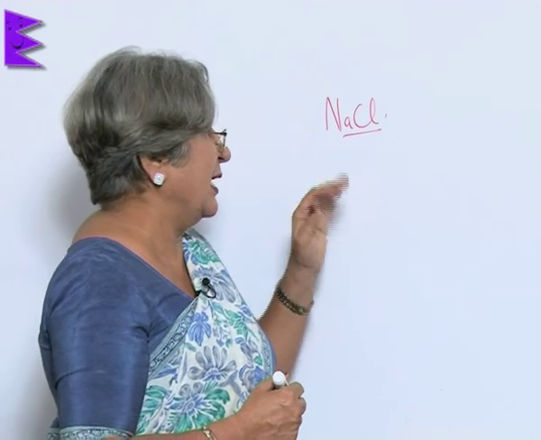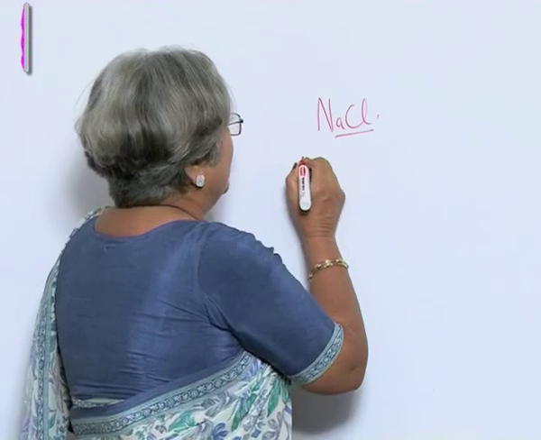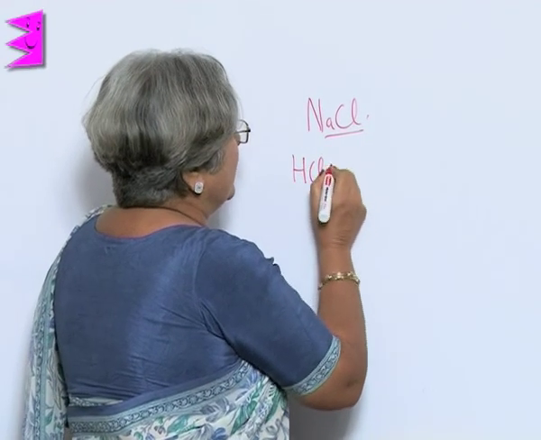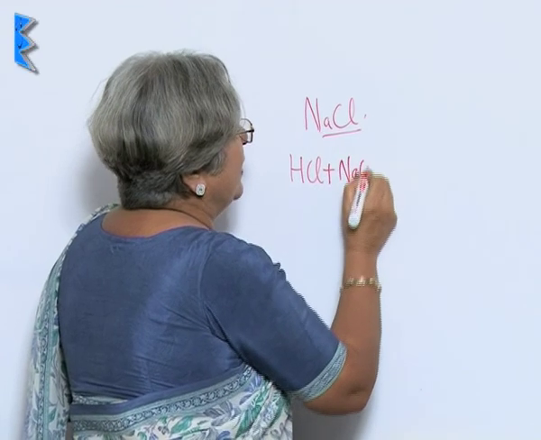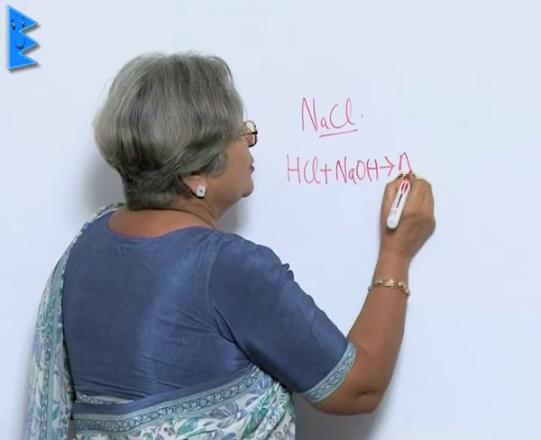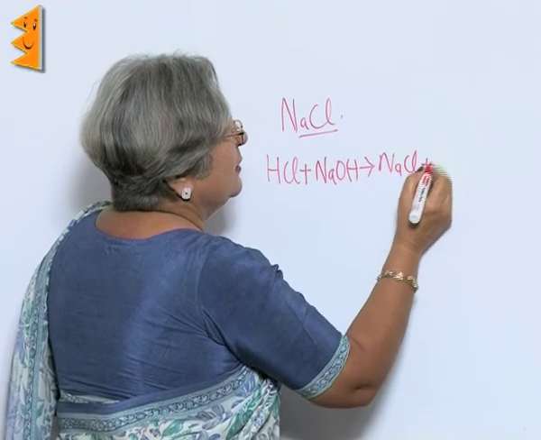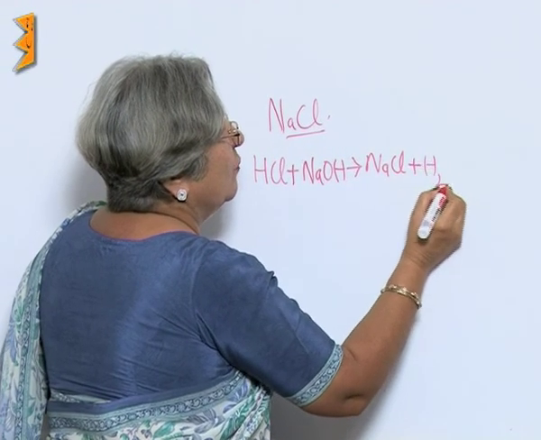Now, sodium chloride can be produced by the action of hydrochloric acid and NaOH. So, we get common salt plus water.